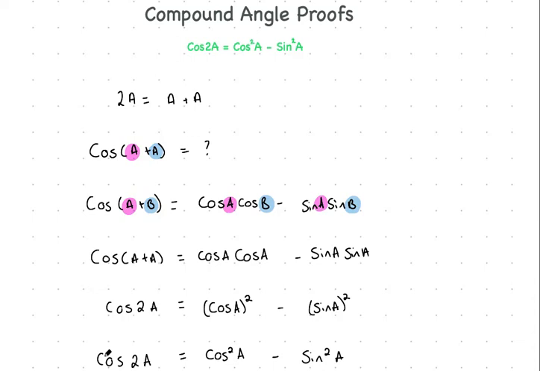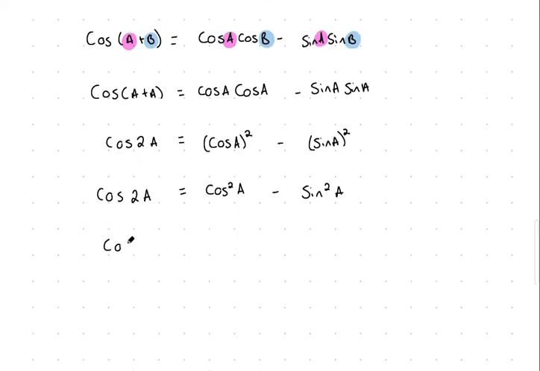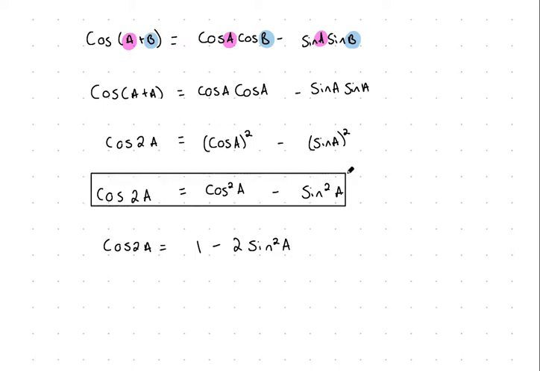Now, this could be extended further, and they could ask us to show, and it has come up in the past, that cos2a could be written as 1 minus 2 sine squared a. So the difference between this line here, which we've just been able to prove using the compound angle formula, and this one, is that there's no cos squared a. It's been replaced by a 1, and we now have a second sine squared a involved. How does cos squared a link to a 1 and a sine squared?